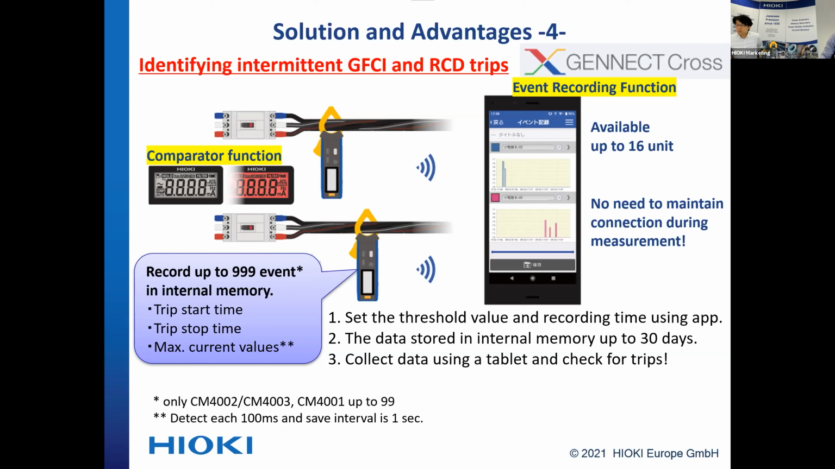So the event logging recording function can set the threshold of the current level. When leakage current is detected, this data is saved in the internal memory of the device, and you can check this data with your smartphone like this. The important thing is the clamp meter will work standalone during the measurement. In other words, you don't need to put your smartphone in the distribution panel during the measurement.